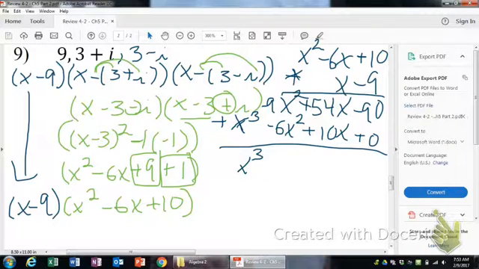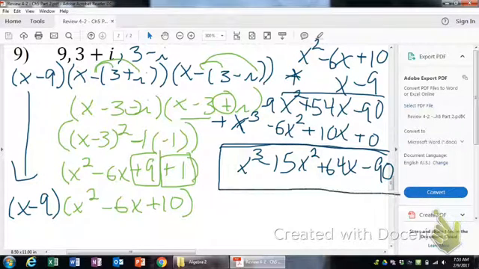Keep in mind, I'm just working with the blue right now. Minus 15x squared plus 64x minus 90. That's not getting any prettier, but there's the answer. So you started off with 3 terms here, so that means you had x cubed to start off. You did this correctly.